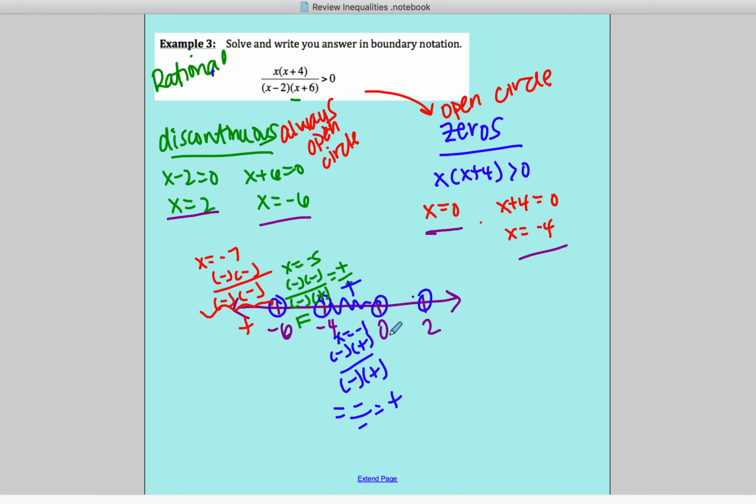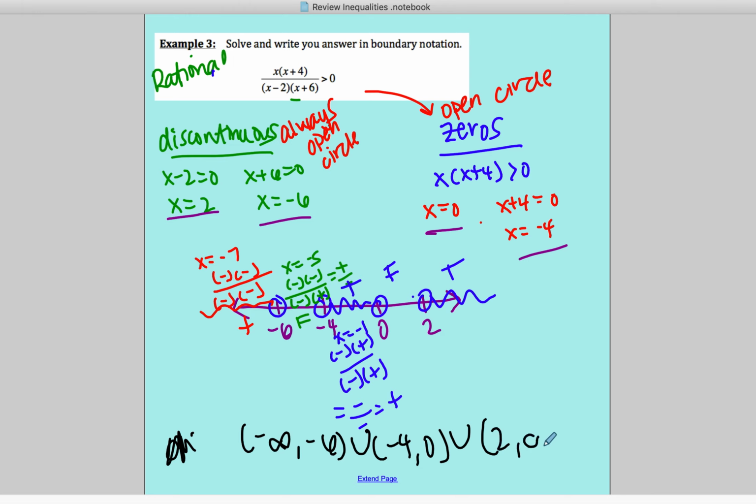Why don't you take a second and pause and see if you can figure out between 0 and 2 if it's positive or negative, and then true or false, and then from 2 onward. When you did your try, you should have got that this was false and this part was true. And so my final solution in interval notation, going all the way to the left: negative infinity to negative 6, parenthesis, union, negative 4, comma 0. And then I still have to pick up again, so it's possible to use more than one union. Then I would have 2 to infinity. And there is your rational function solution.